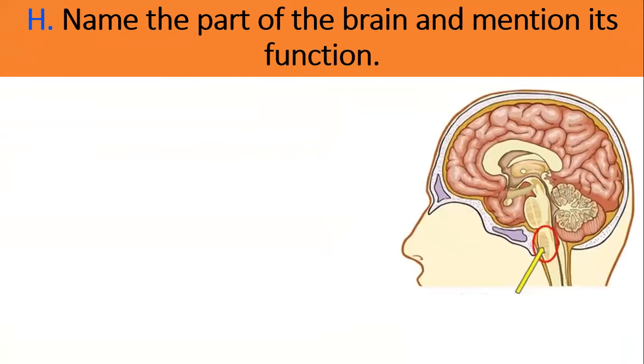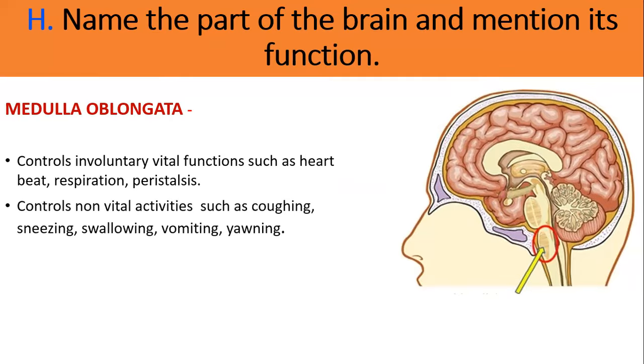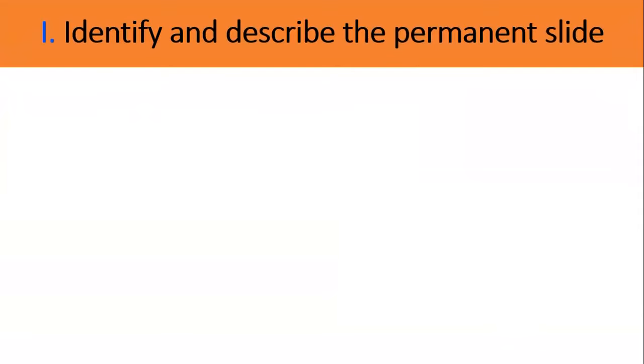If not cerebellum, then you might get this. Name this part which the yellow arrow is pointing. It is nothing but medulla oblongata. It controls all the involuntary vital functions such as heartbeat, respiration, peristalsis. It controls non-vital activities such as coughing, sneezing, swallowing, vomiting, yawning, and sudden injury to medulla oblongata can lead to death. Let's move on to spot I.